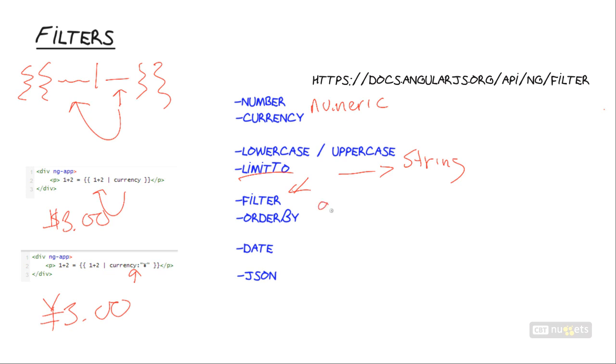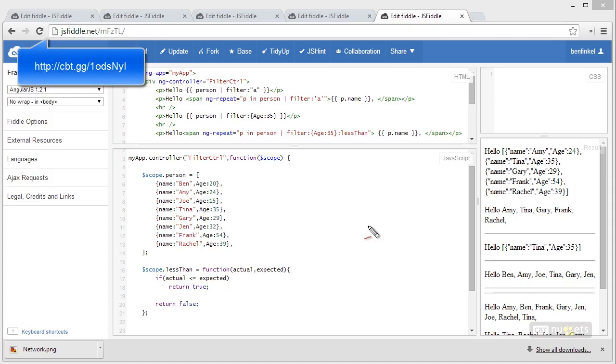Angular includes some array filters, and that includes the limitTo and the orderBy, but also the filter filter. Yes, that's right, we call it the filter filter. You can see it in action right here. So I've got on my controller a simple array called the person array, and each of the elements in that array has a name and an age.